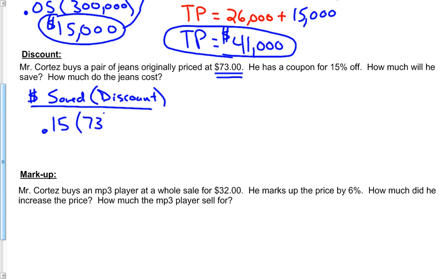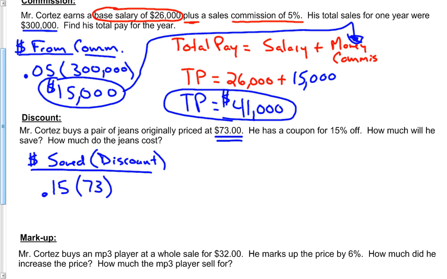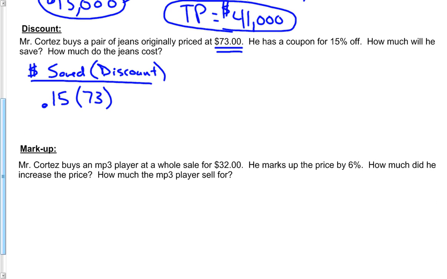All right, if you look at this, this is very similar to the problem above. Actually, it's exactly the same as how we found the money from commission, or the dollars from commission, right here. We took the rate, the 0.05, and multiplied that by 300,000. Well, it's the same thing. The amount of discount is the rate, the 15%, multiplied by the price of the jeans. So this is money, so you want to go to two decimal places. 0.15 times 73 gives you $10.95.